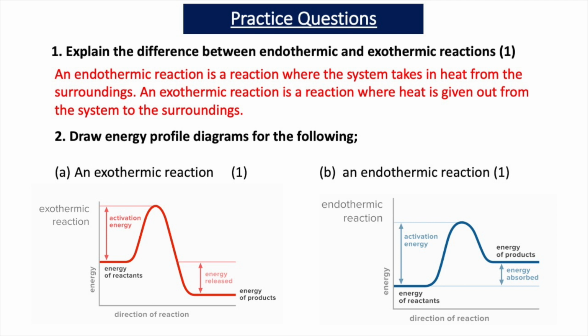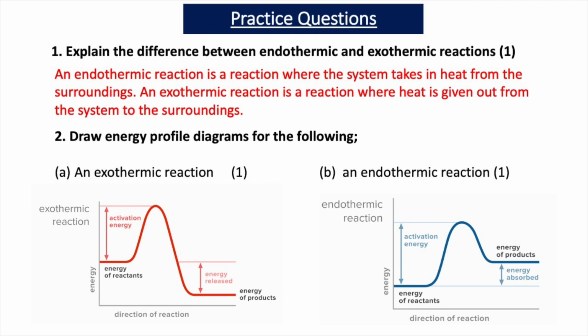Now you'll notice if we look at the energy profile diagram for an endothermic reaction that the products have more energy than the reactants, and this is because the system has taken in heat from the surroundings. So therefore the products have more energy than the reactants. Now you'll notice on both diagrams that I've marked in the activation energy, and that is the minimum amount of energy required for a reaction to start. It's like an energy barrier that the atoms and molecules need to have a certain amount of energy before they react and they form products.